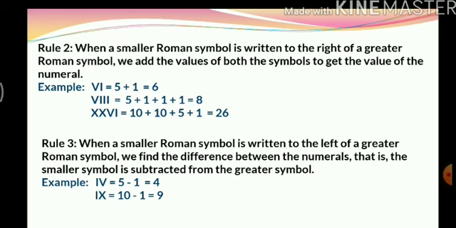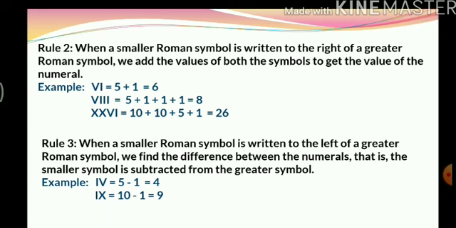Rule number 3. When a smaller Roman numeral is written to the left of a greater Roman symbol, we find the difference between the numerals. That is, the smaller symbol is subtracted from the greater symbol. Let me show you an example. IV. Here, I is small and V is greater, and I is written on the left-hand side of V. Therefore, we subtract the smaller numeral from the greater numeral. 5 minus 1 gives us 4. So, the symbol of 4 is IV. Similarly, IX is equal to 10, which is X, minus 1, which is I. So the value of IX is 9.